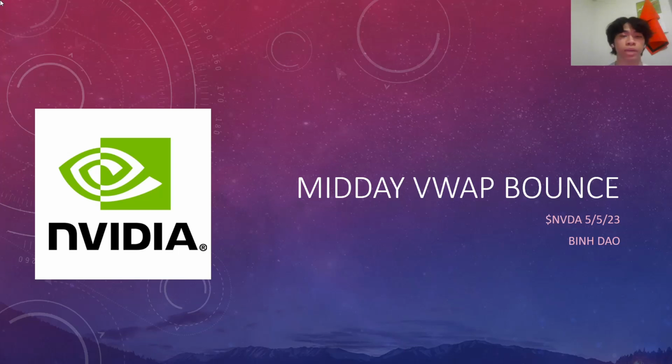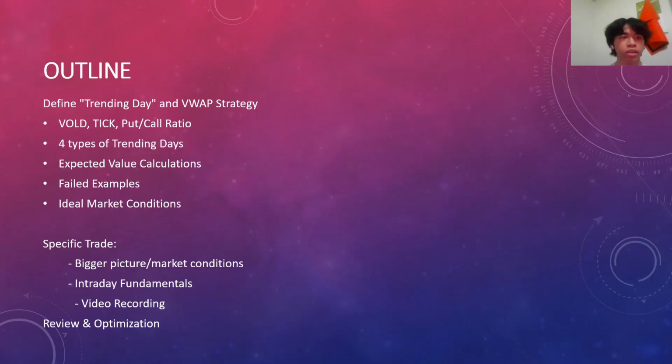Today I'm going to be reviewing my Playbook trade, Midday VWAP Bounce. This is an outline of how the presentation will go. It's going to start with just defining what the strategy is. Then we're going to go into the specific trade, and then ending it off with a trade review and how to improve.